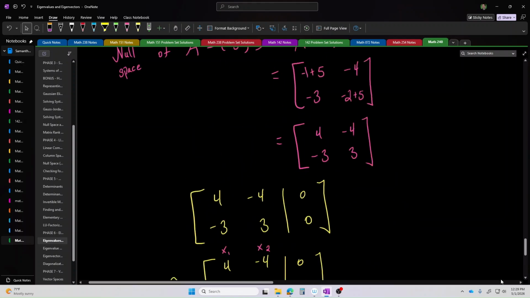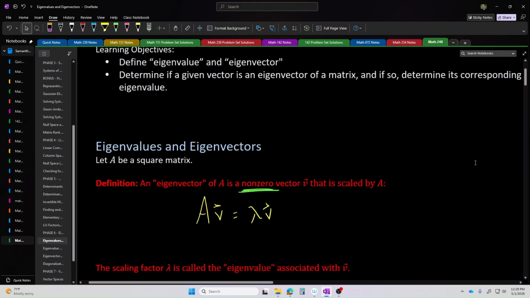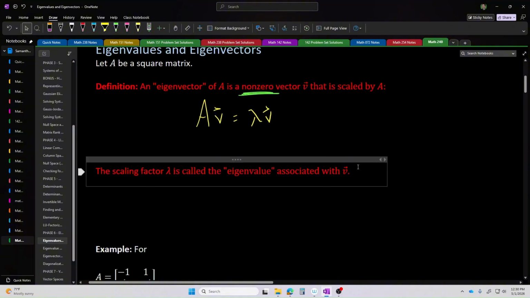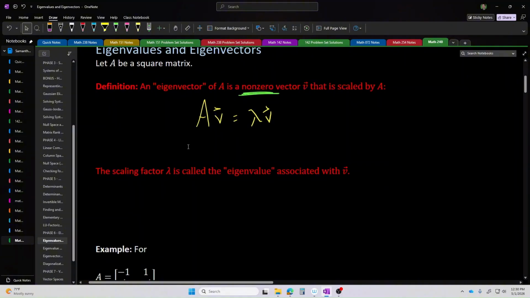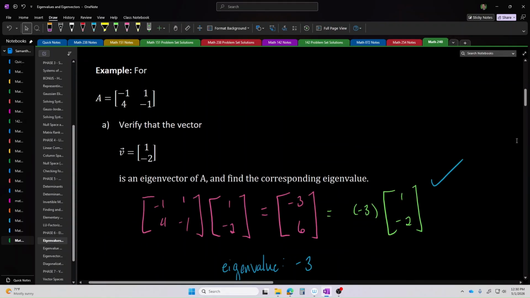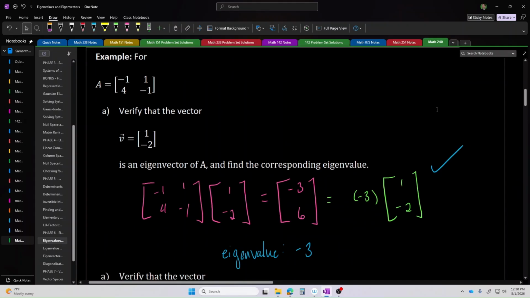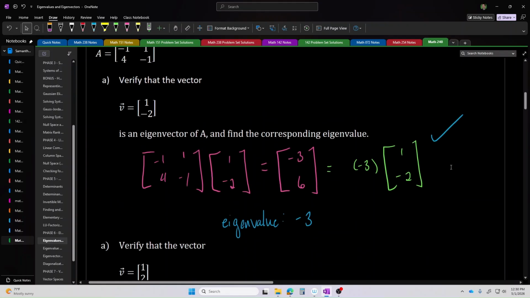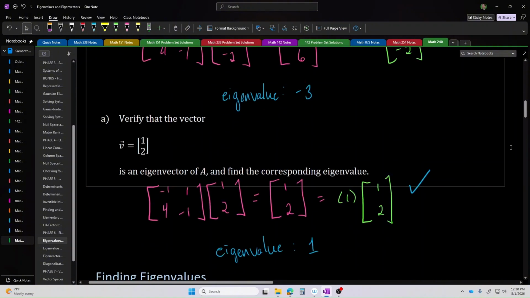So that concludes today's material. We talked about what an eigenvector of a matrix is. An eigenvector of a matrix is a vector that is scaled by the action of the matrix and satisfies A times v equals lambda times v. Now, if you're given a vector and you want to check whether it is an eigenvector or not, all you have to do is multiply that vector by the matrix and see what happens. Did the matrix scale the vector or did it do something else? If it scaled the vector, then that vector is an eigenvector.